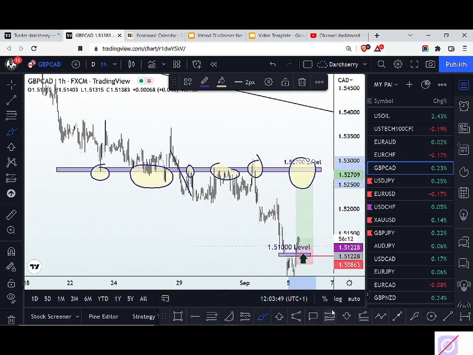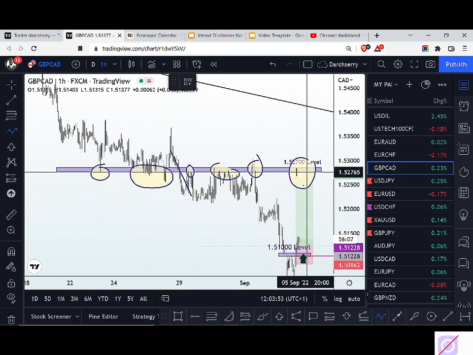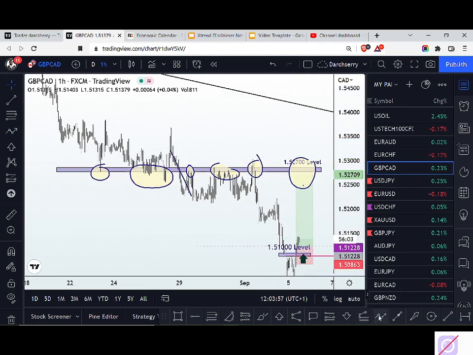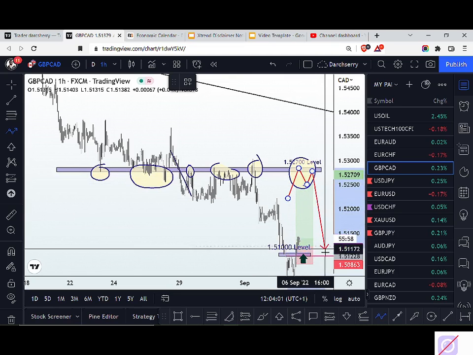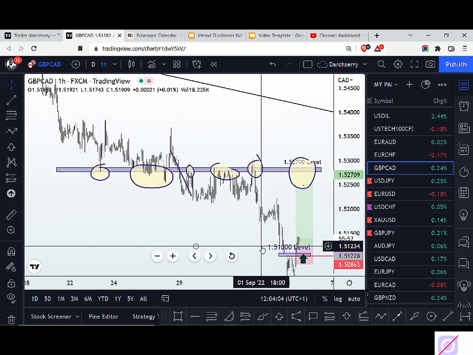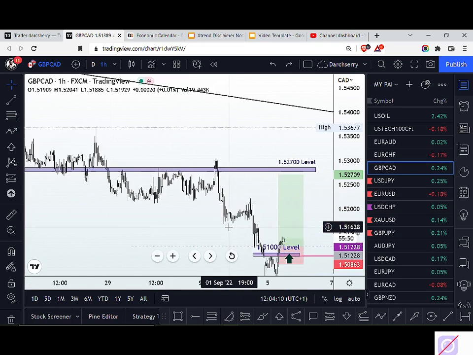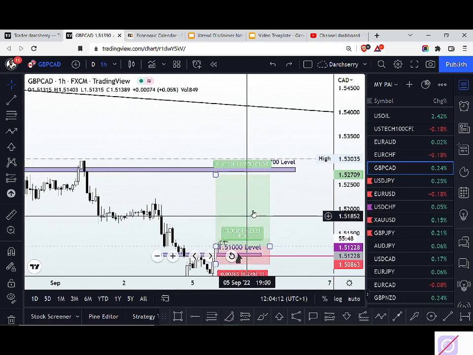Are we going to be having a breakout of this area to give us a signal of a trend continuation to the upside, or are we going to be having a reversal pattern right again to respect this area one more time to push price to the downside? Time will tell in that regard, but in the meantime we place our take profit target around the zone and let's see how price will play out during the week.